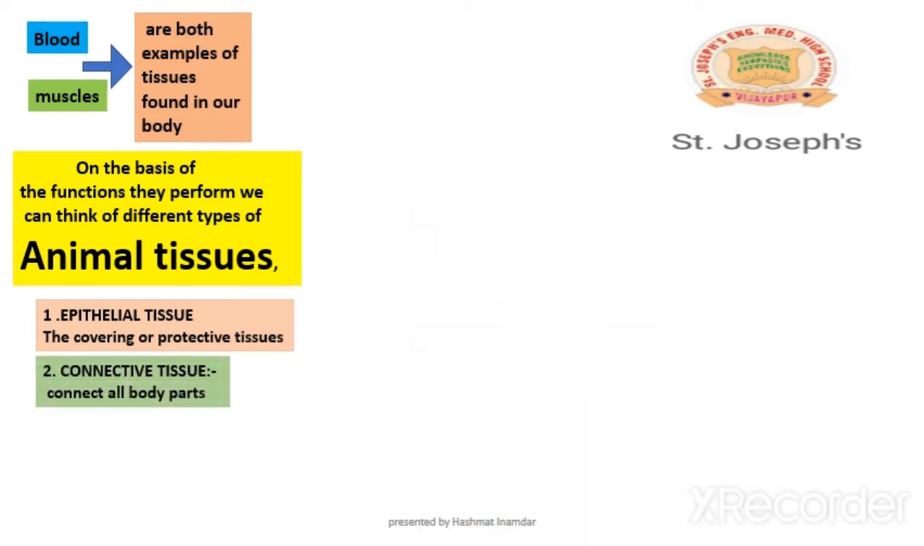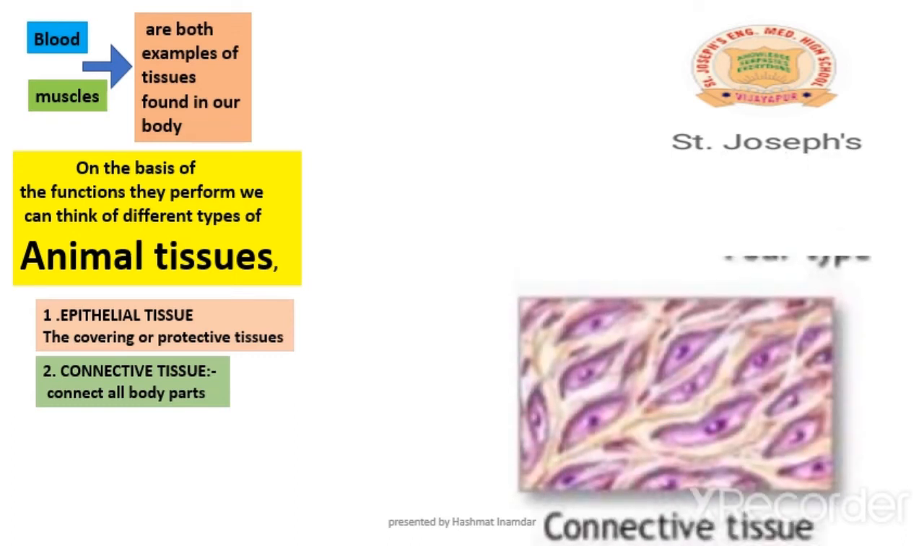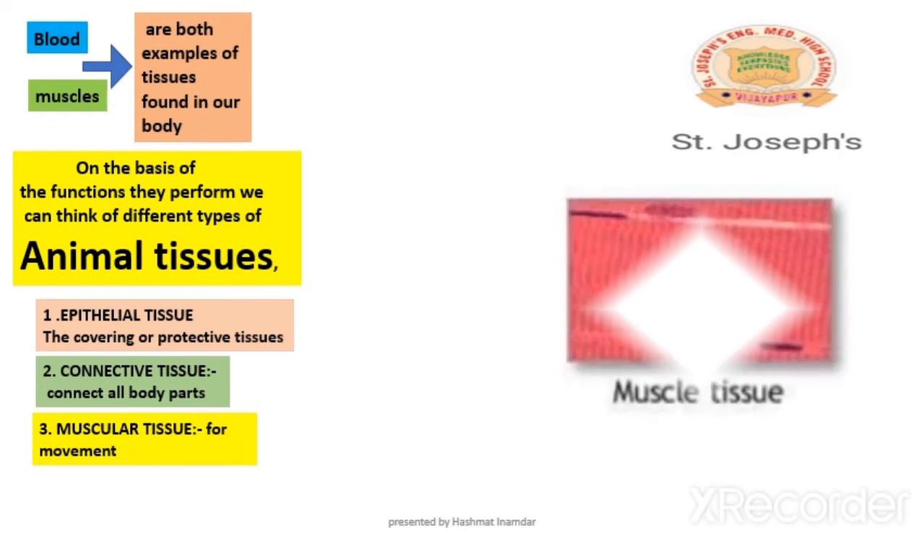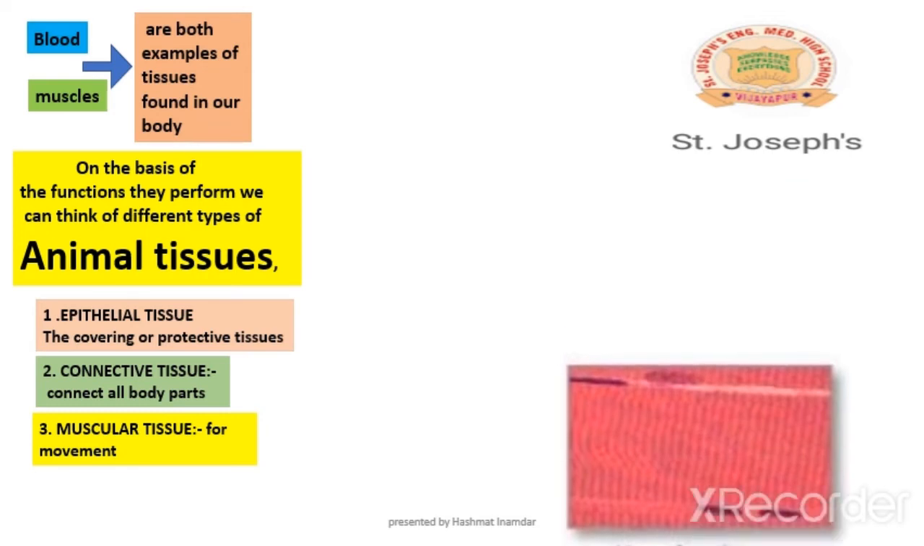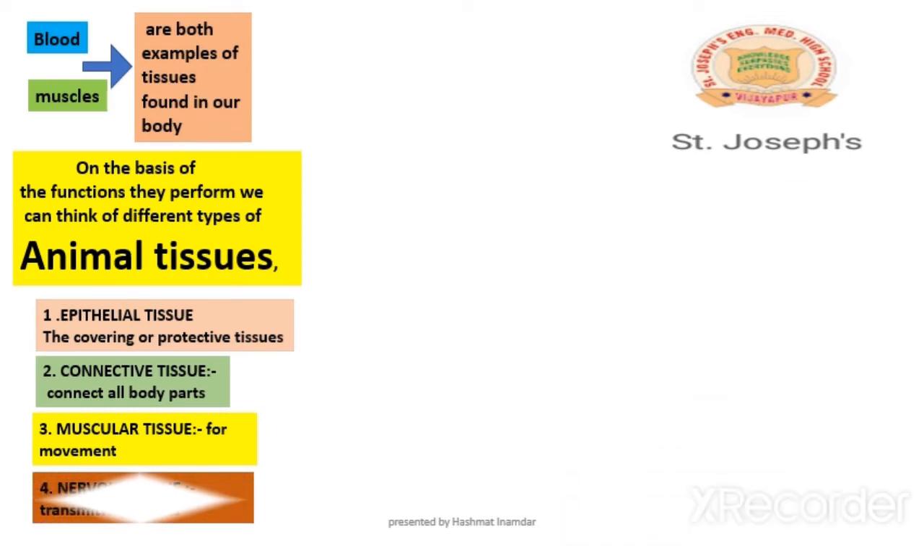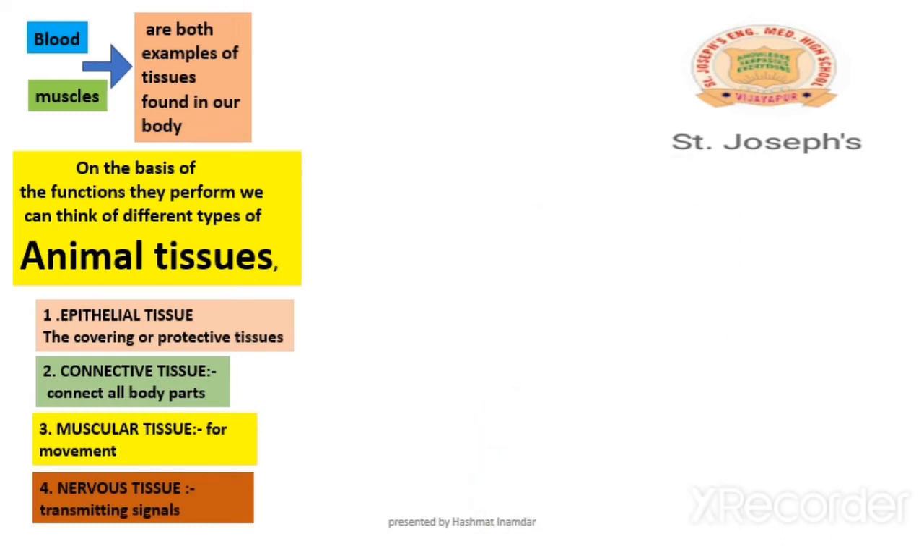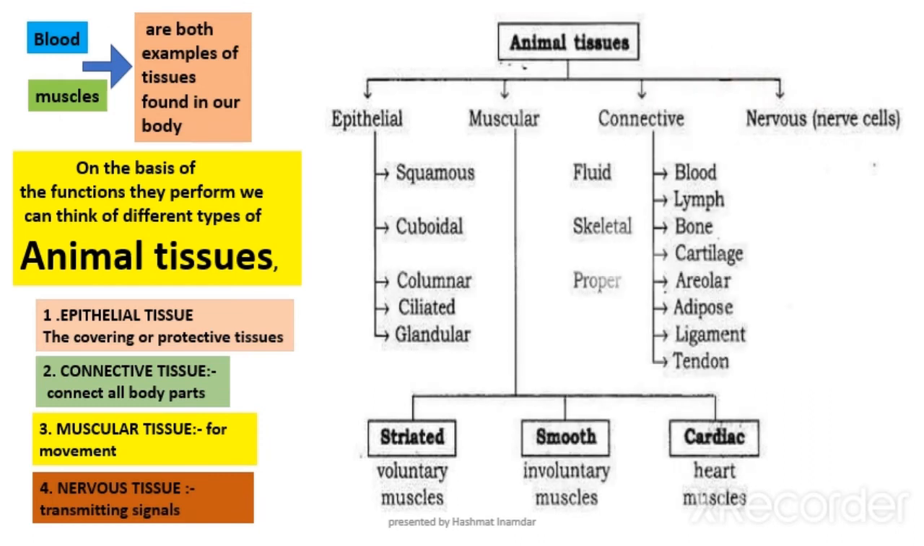The second one is the connective tissue. The connective tissue connects all the body parts. The third in the row is muscular tissue. It is for movement. And the fourth is the nervous tissue. It helps in transmitting the signals from one part of the body to another part.